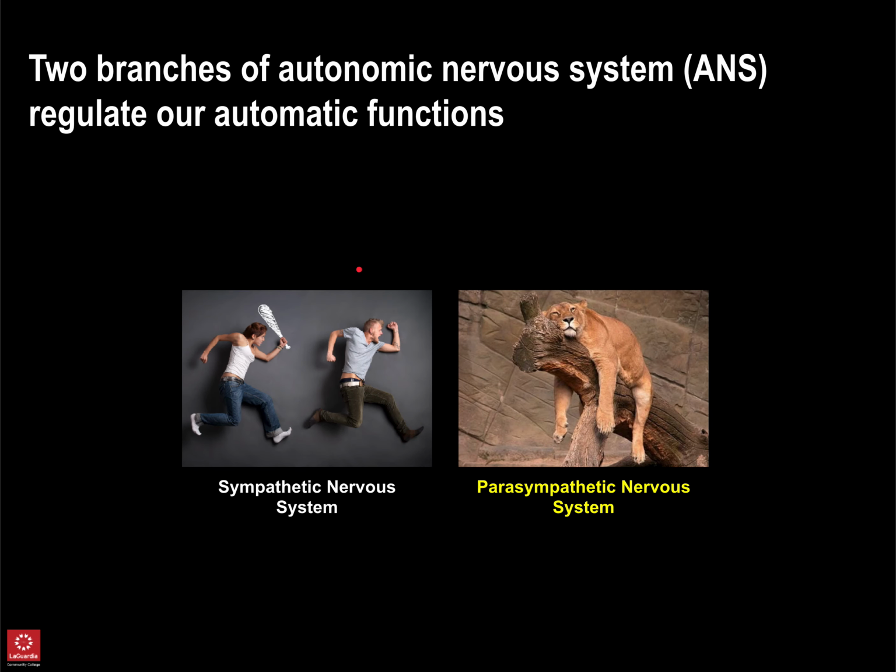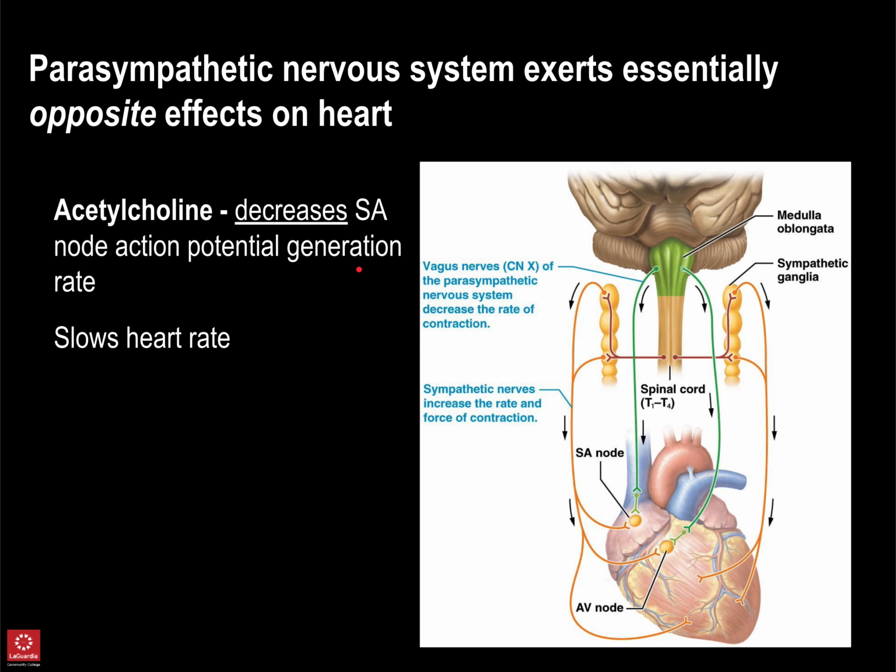And then we have the parasympathetic nervous system, right? Sympathetic nervous system was for fight or flight. The parasympathetic nervous system was for rest and digest. And so acetylcholine decreases the SA node action potential generation rate and actually slows the heart.